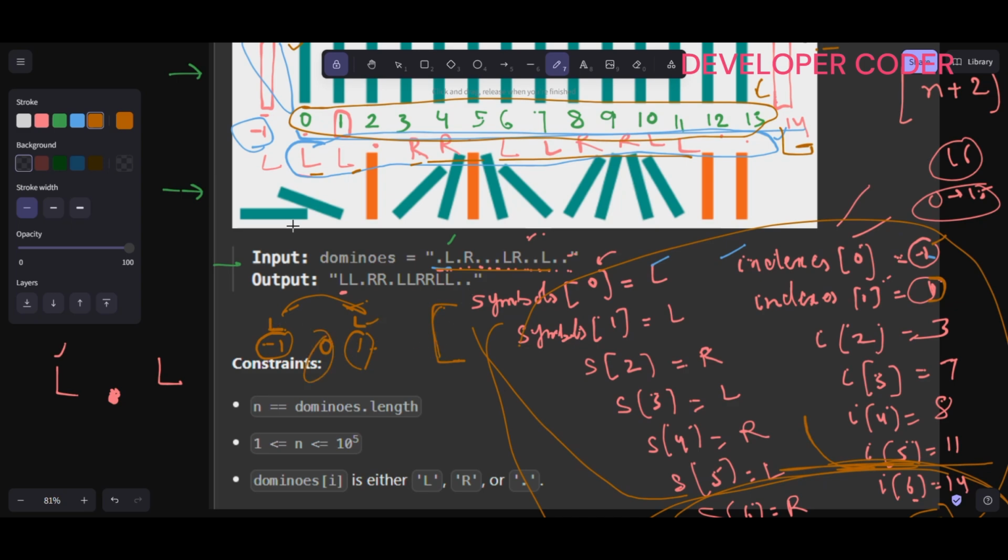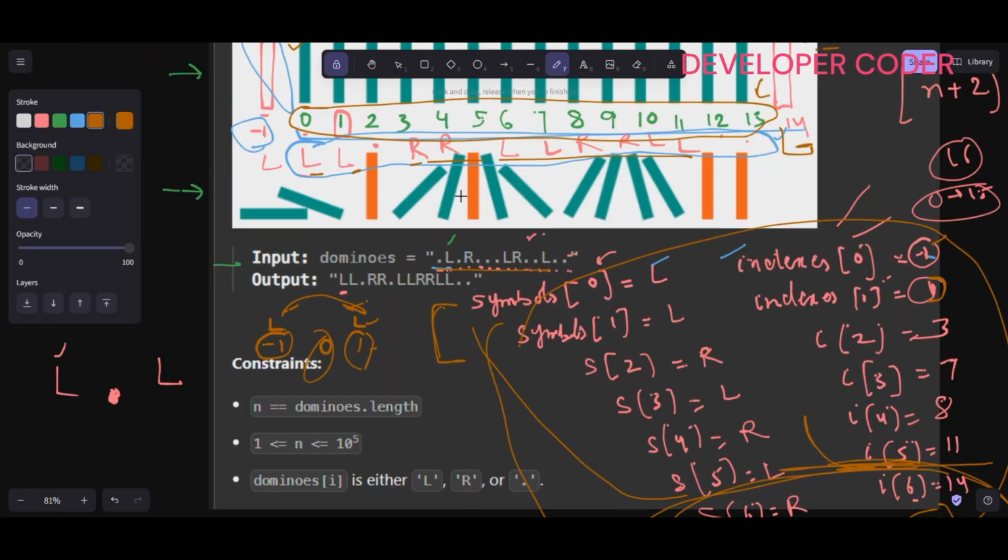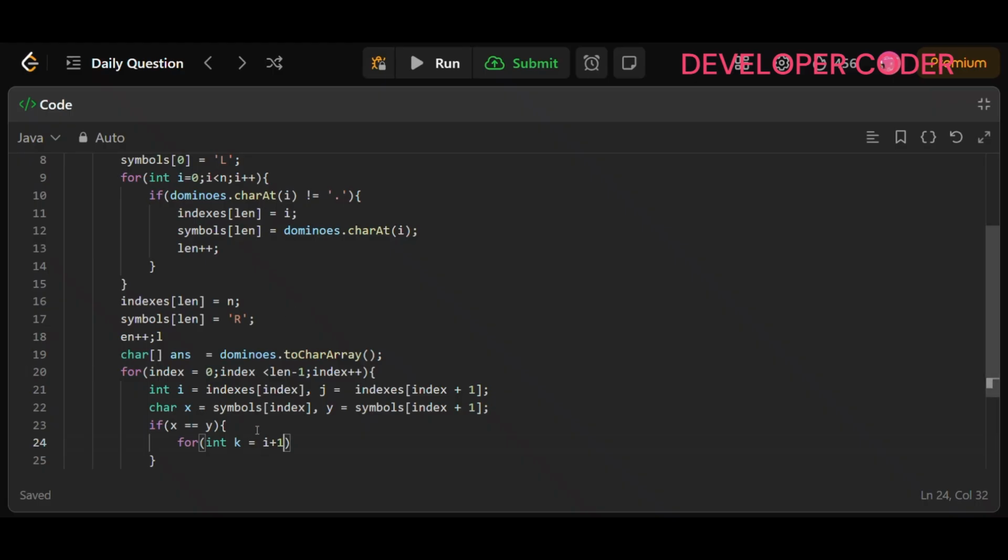So you have to fill this with L only, right? So here inside this, you have to run one more loop, int k is equal to i plus 1. I plus 1. So i is here, if you see, i is -1. -1 plus 1 is 0. So from 0 you have to start, right?